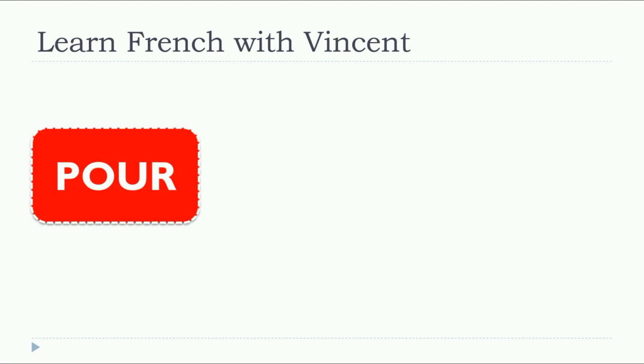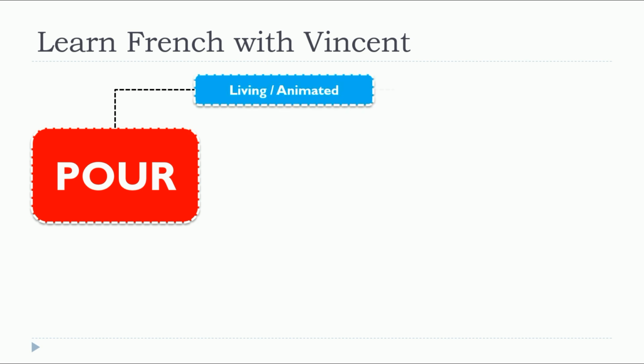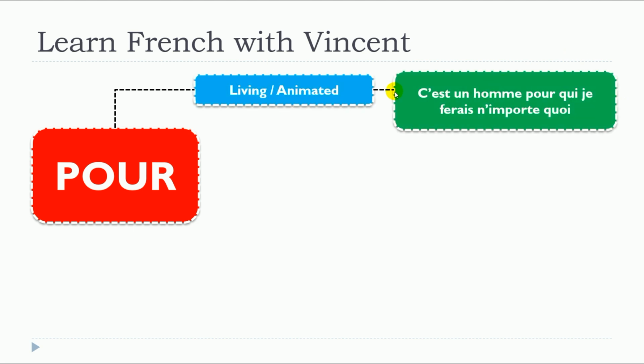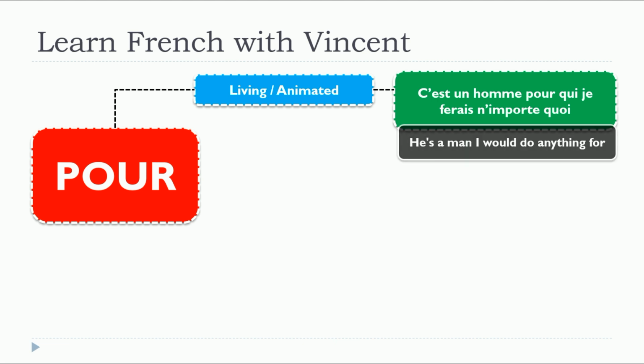Masculin singulier, donc la même préposition, pour, and we'll have the same three categories, first living, animated. C'est un homme pour qui je ferai n'importe quoi. Now the good news, as you can see, it's like we had for the feminine singular form, we'll use exactly the same pronoun, qui. Un homme masculin, then you put your preposition pour, and then you put your pronoun right after, qui. C'est un homme pour qui je ferai n'importe quoi.